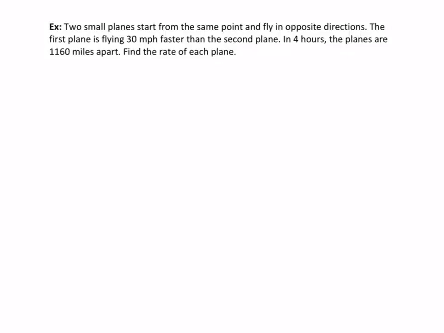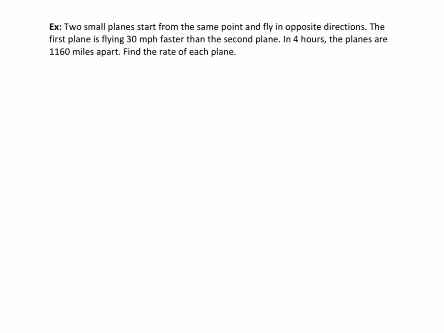Okay, so this example says we have two small planes that start from the same point and fly in opposite directions. The first plane is flying 30 miles per hour faster than the second plane. In 4 hours, the planes are 1,160 miles apart. Find the rate of each plane.